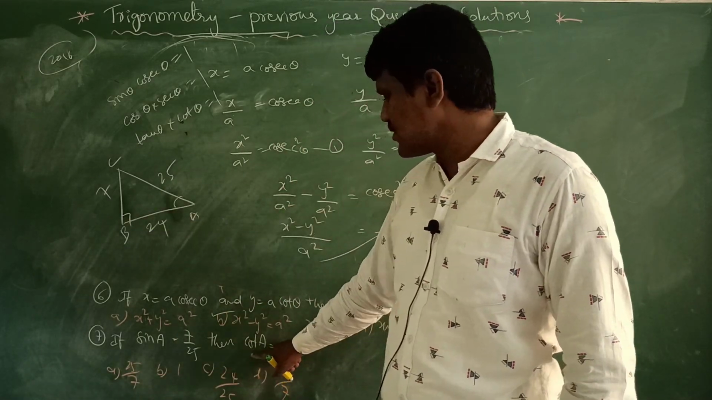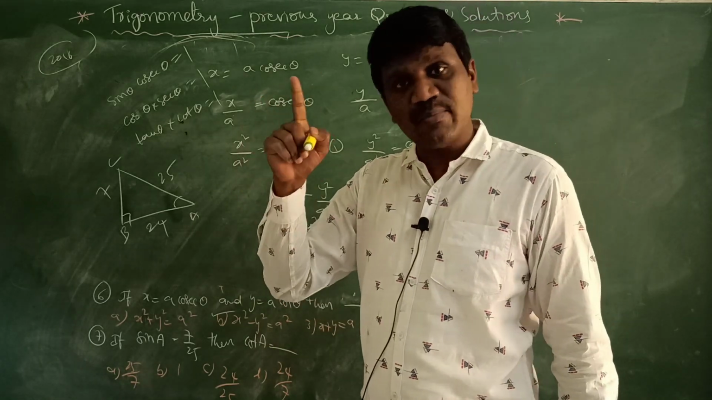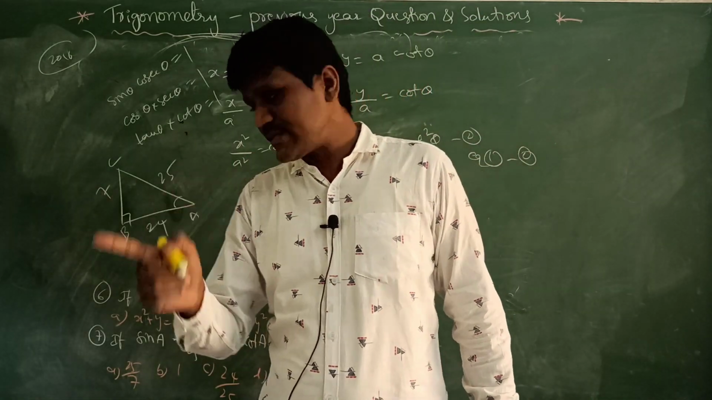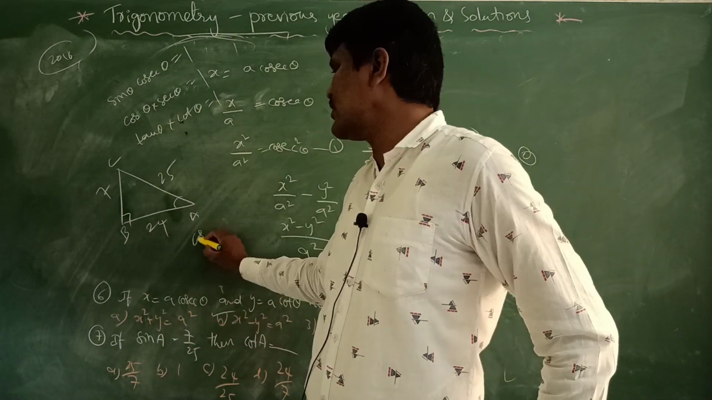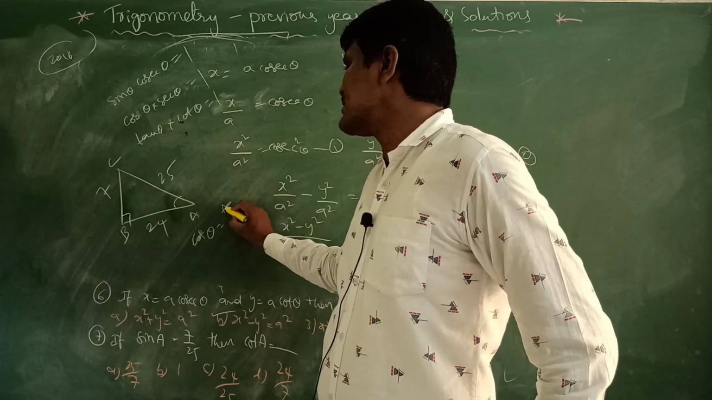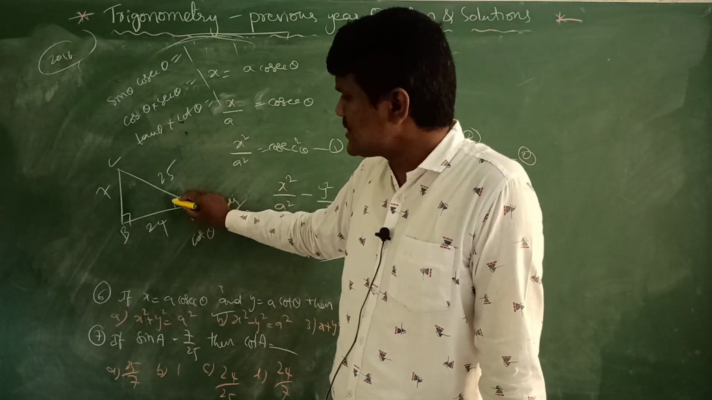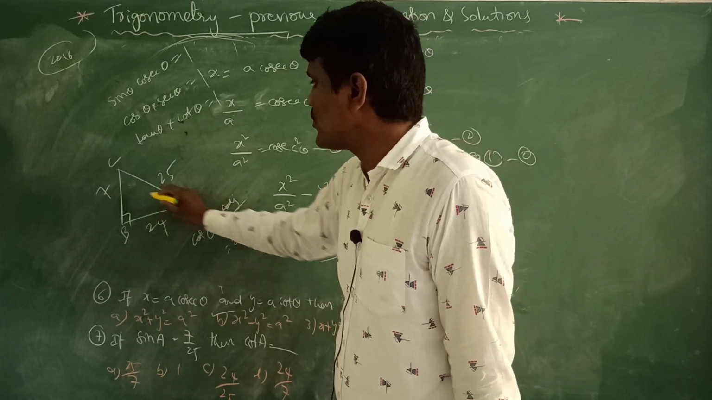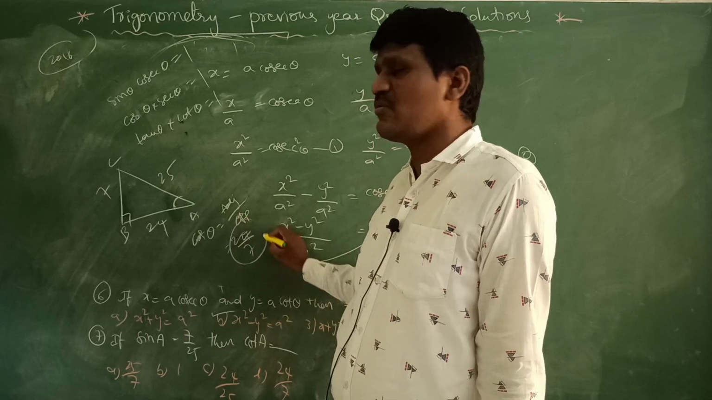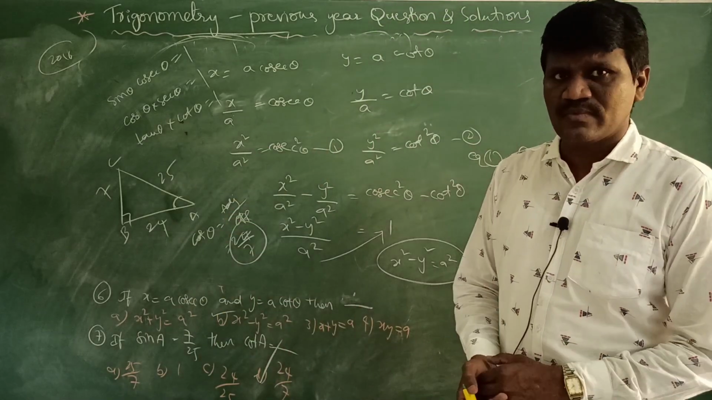Now what they are asking is cot A. Opposite side by hypotenuse is sine. Cot theta is equal to adjacent side by opposite side. So what is the adjacent side? Adjacent is 24, and the opposite side is 7. 24 by 7 will be the answer. So 24 by 7, D is the option, right?